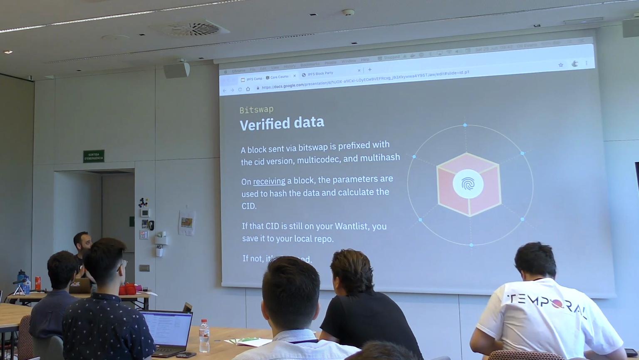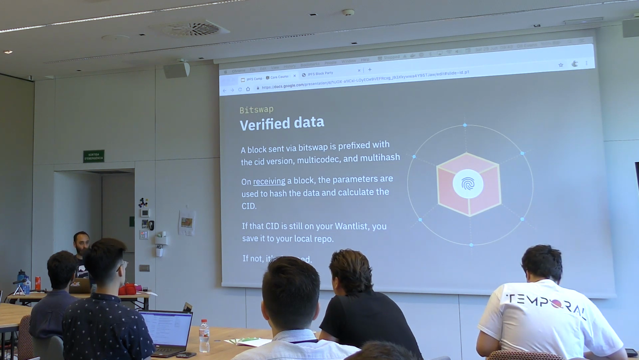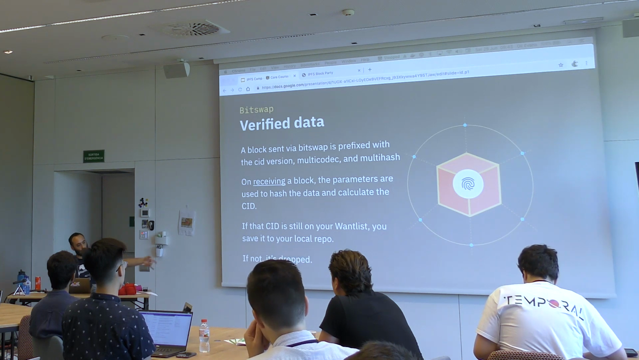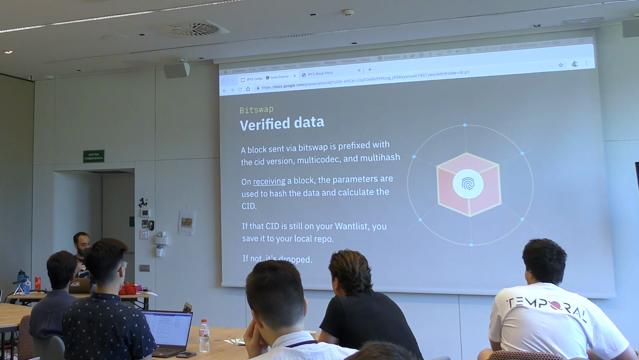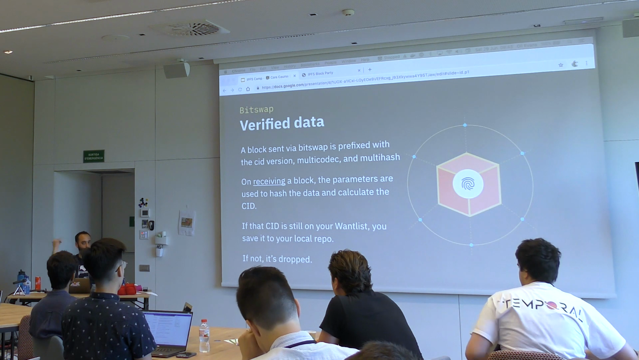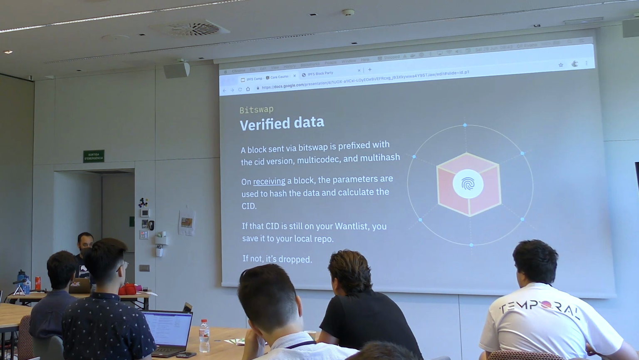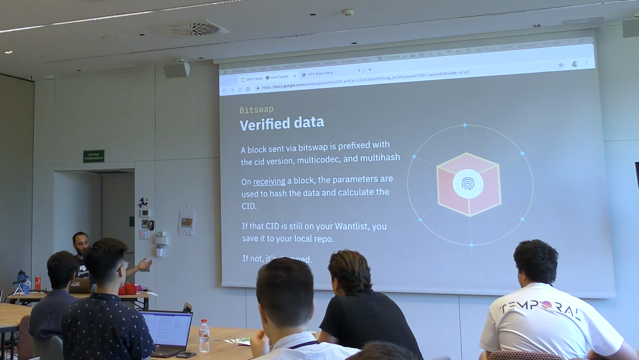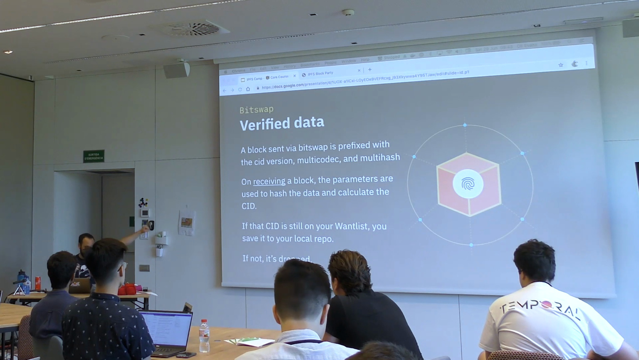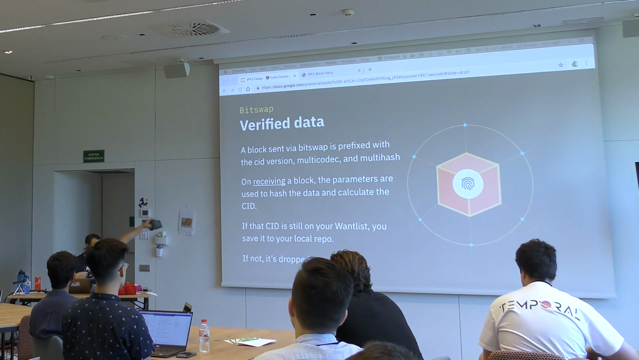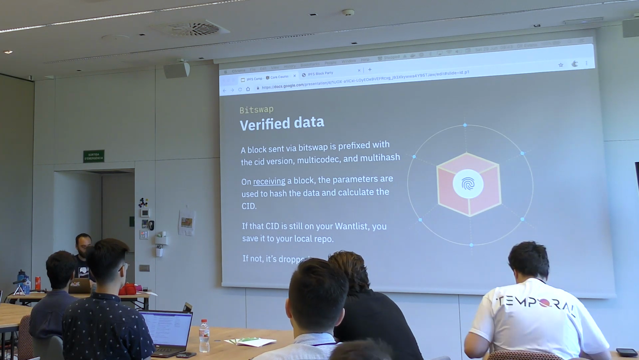So on receiving the blocks, the first thing you do is use the hashing function to hash the data you got. Then you prefix it with the right codec and the right version. The CID will match something in your want list if everything is working correctly. If it's not working correctly, and you've either already received it or someone is trying to send you bad data, you drop that data on the floor.